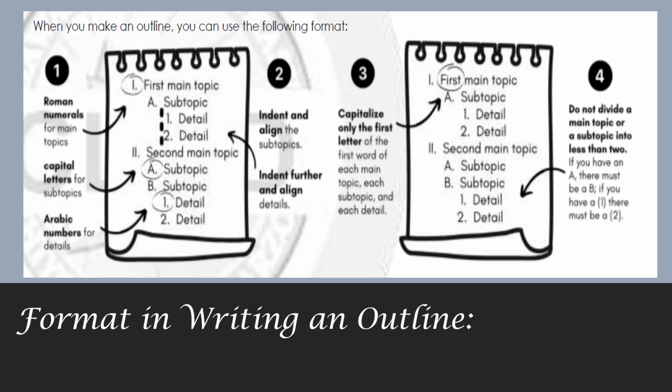Roman numerals for main topics. So, alam naman natin ang mga symbols. Ano? Look at this. Ito yung Roman numeral. Kapag main topic daw, yun ang una mong gagamitin. Okay? Capital letters for subtopics. So, ito naman yon. Capital letters, hindi small letters. And Arabic numbers for details. Ito naman yon. So, sunod-sunod yan. Pwede ba yan magka-interchange? Hindi po pwedeng magka-interchange yan. Talagang Roman, capital letters, and then Arabic numbers ang laging sunod-sunod sa pagsulat ng outline.